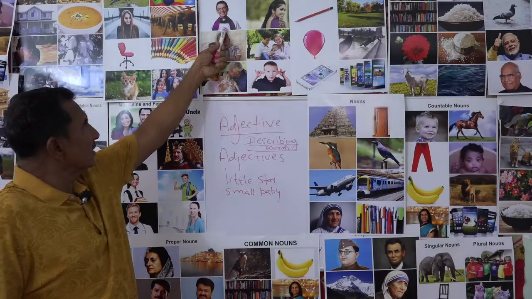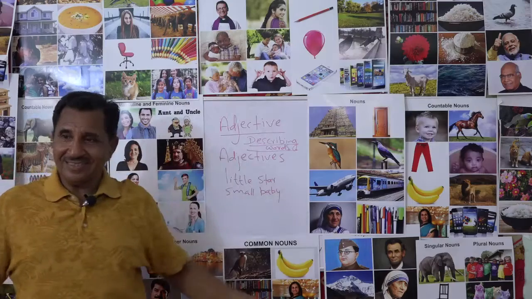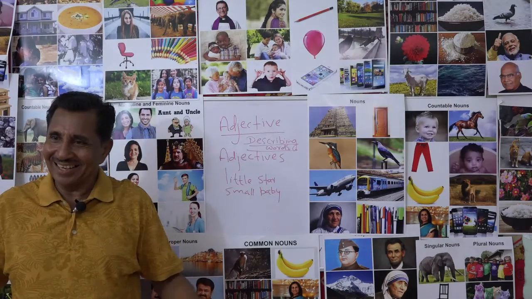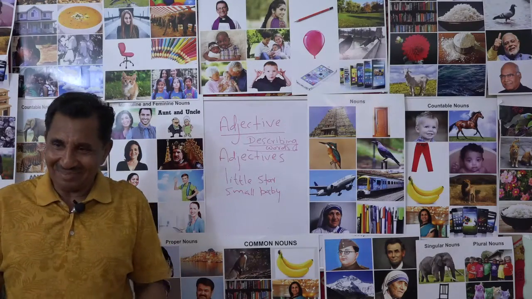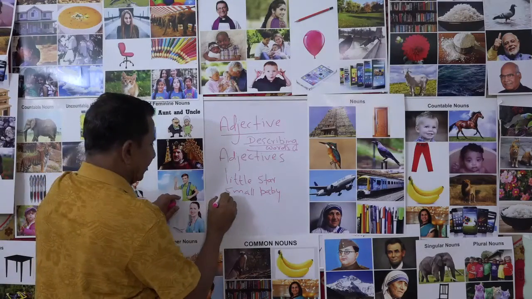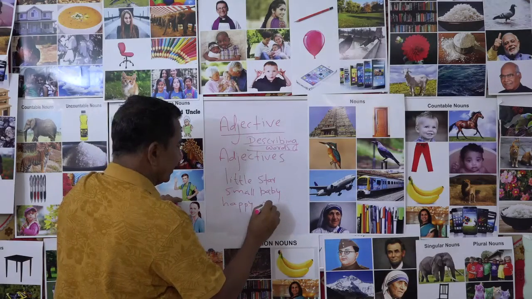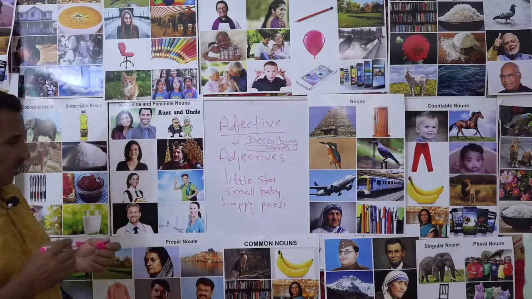Look at this priest. Is he happy or unhappy? Happy means always laughing. Happy. See, happy. I am a happy teacher now. I am always happy. Yes. So he can say happy priest. That is happy priest. Then what about this?